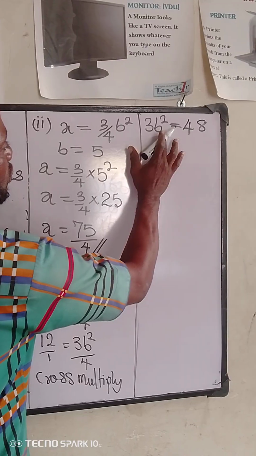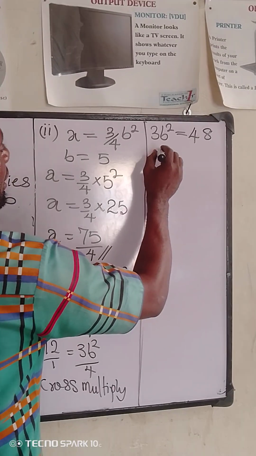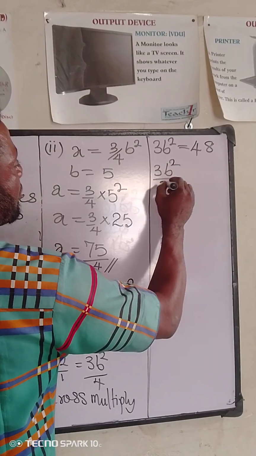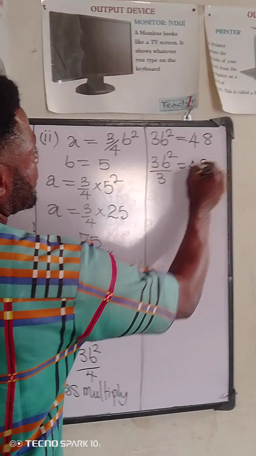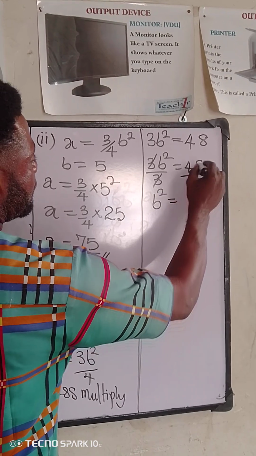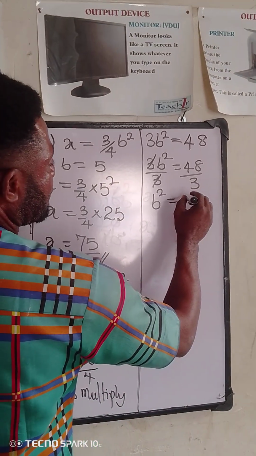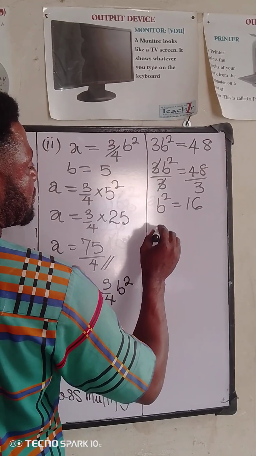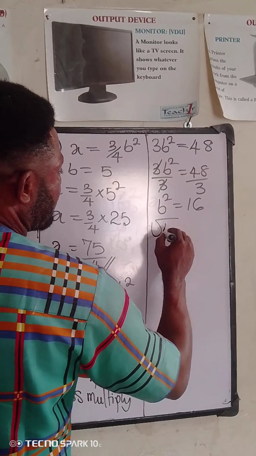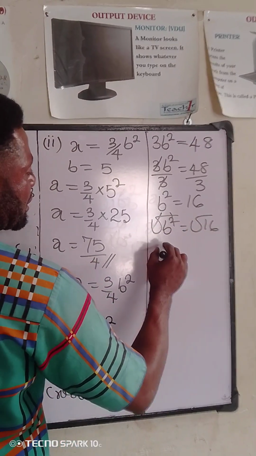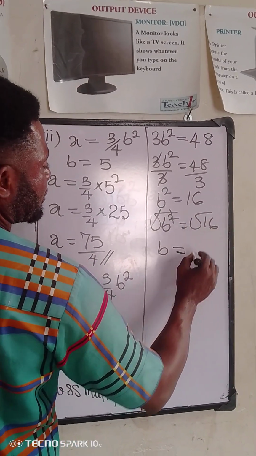To get the value of B squared, we divide both sides by the coefficient of B squared. And the coefficient of B squared is 3. So I'll now say 3B squared all over 3 equals 48 over 3. This cancels this. B squared equals 48 over 3 is what? 16. Then to get the value of B, we take the square root of both sides. So I have the square root of B squared equals the square root of 16. The square cancels the root, leaving B equals the square root of 16, which is 4.